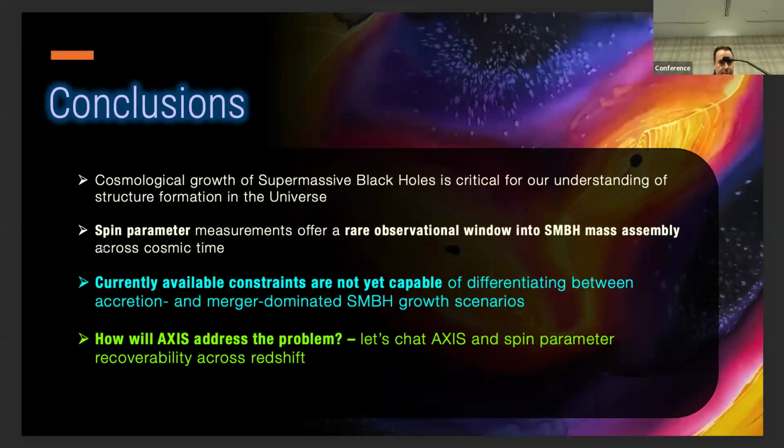The main takeaway point here, well, there are 2 main takeaway points from my talk, really. One is that currently available constraints are simply not good enough to make meaningful inferences about how black holes grew as a function of time if we're looking at redshift 0 X-ray reflection spectroscopic measurements for spin. Now, there is a chance for opening that window with new observatories, and hopefully AXIS is one of them. So it would be wonderful to make a strong case for it.